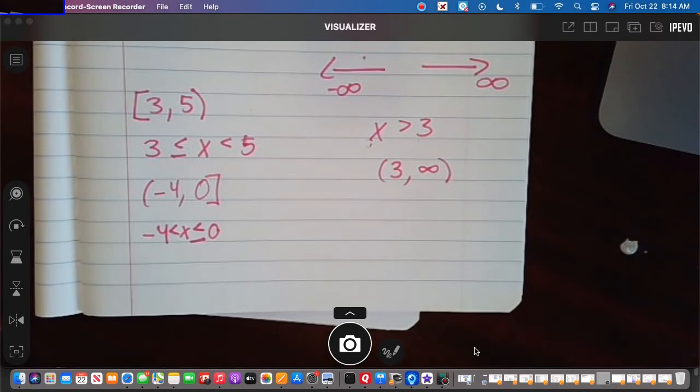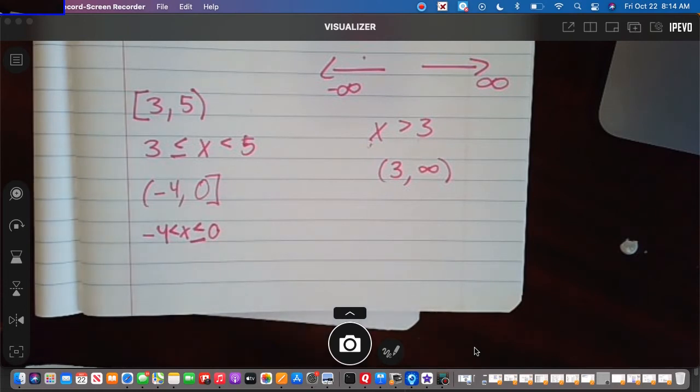Because there's no end. In numbers there's no end. So that's why they use the infinity symbol. But infinity is not really a number. It just means you're going in that direction forever. Okay.